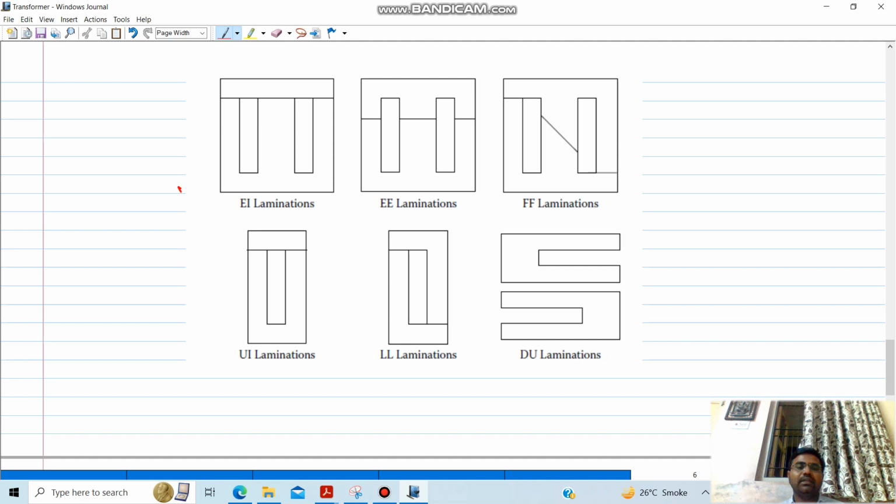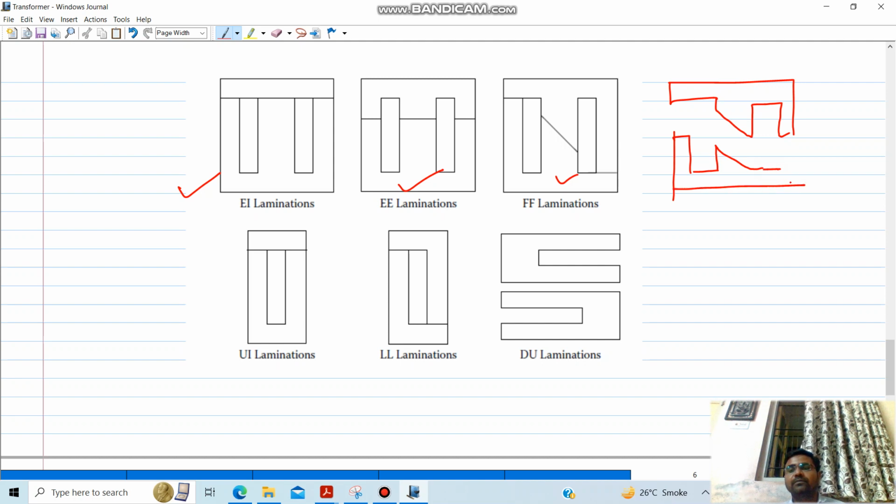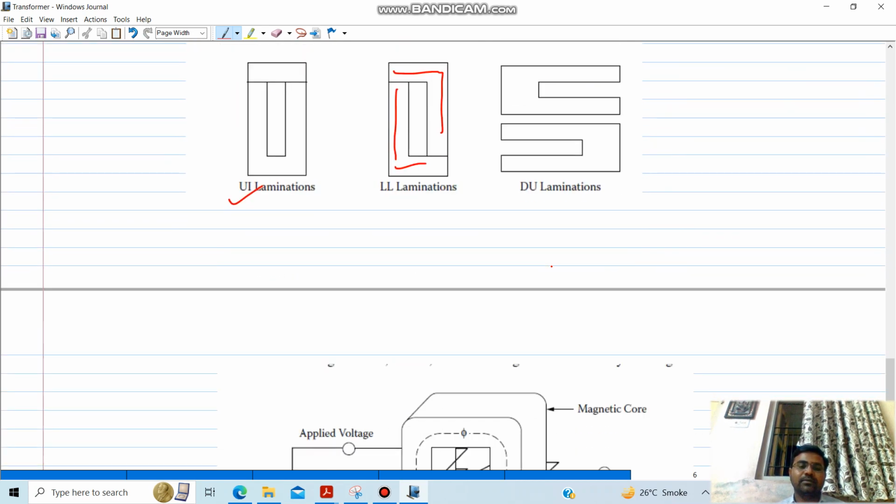You may also find EI, EE core, then FF core, where you will find two laminations like this, one F, and on the opposite you will have this F. And when you join them, it will take this shape. This is the UI shape, so on the downside it is U, and on the upper side it is I. This is the LL shape, so here it is L, and here it is also L, and this is UU, U and U. So there are various types of core shapes.